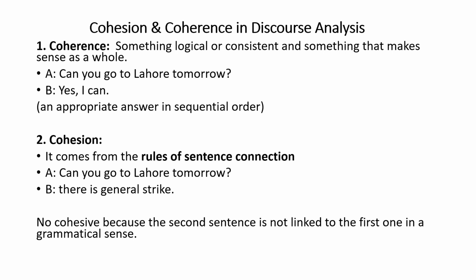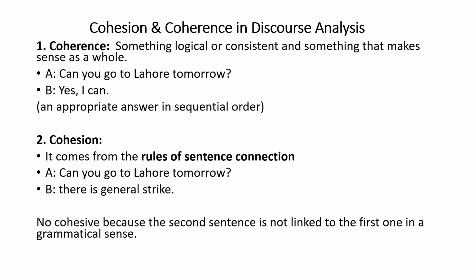So what are the rules regarding the sentence connections? Can you go to Lahore tomorrow? There is a general strike. As we have discussed earlier, it is like the question is onion and the answer is garlic. Yes. Can you go to Lahore tomorrow? Is asking about leaving for Lahore tomorrow, and the answer is there is a general strike.